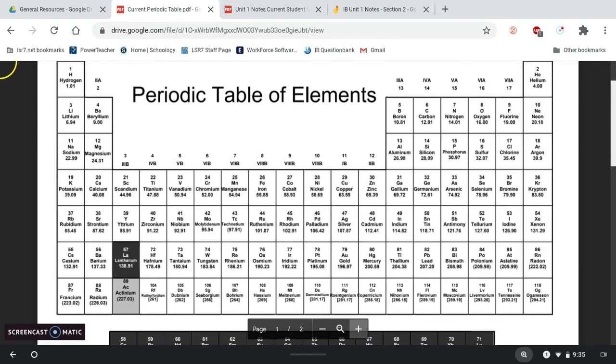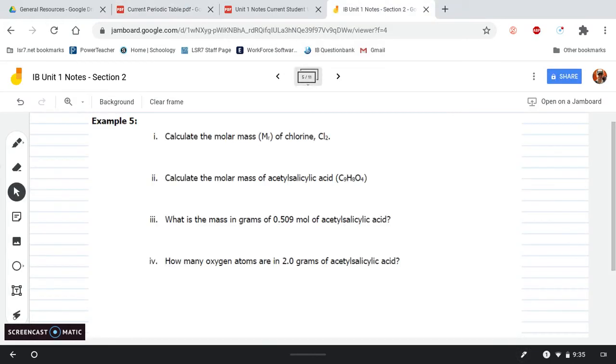So let's go back over here and put that in there. Remember, we are all using the same periodic table, and we are doing that for a reason, so we're getting the same answers. If you're using your own, then you're going to get answers that are maybe not quite the same as ours. So I want you to use the one that I've provided. So 35.45 grams per mole.